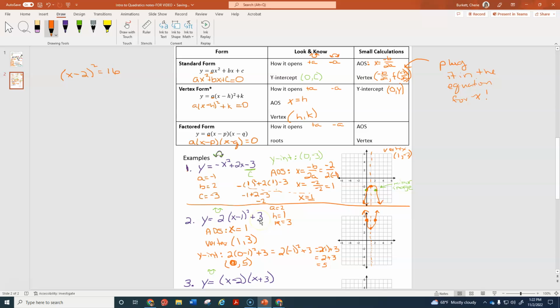All right, the last one is factored form. The factored form, again, by looking at A, tells you, oh, I didn't write it down up here. Let's do plug 0 in for x and calculate y.